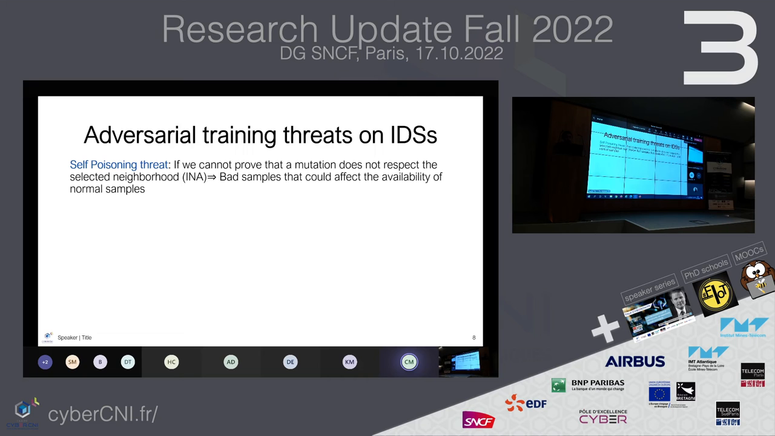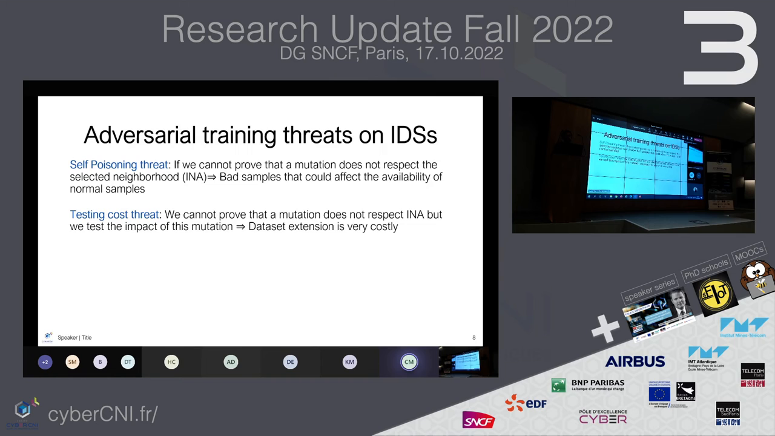The second one is the testing cost threat. Here, the defender or the attacker knows about the neighborhood, but doesn't know how to explore it. So they need to test each malicious packet, each adversarial malicious packet, in order to extend the data set, and this is very costly.